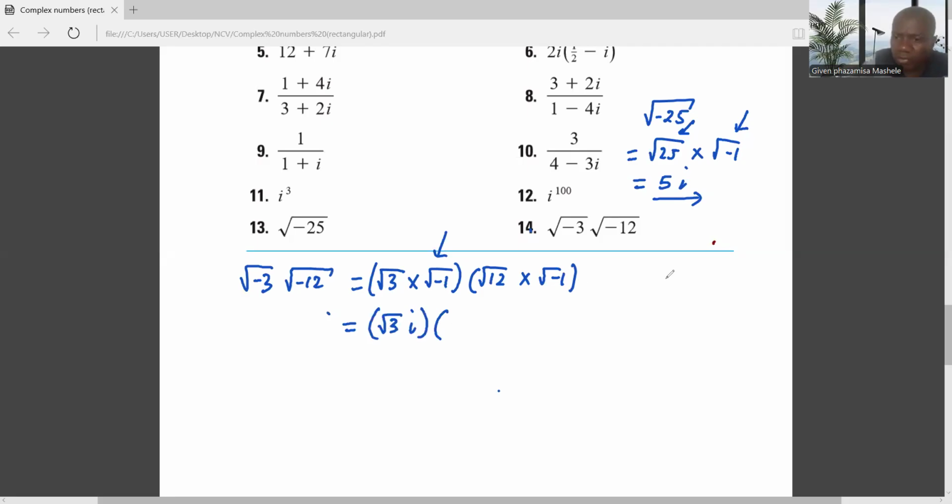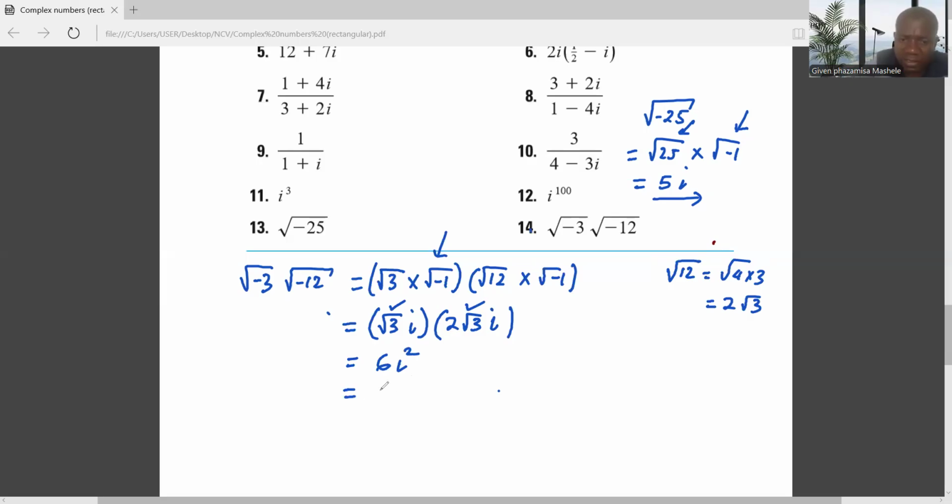And we know the root of 12. Remember, 12 is the same as 4 times 3, which is the same as 2 root 3. So we'll have 2 root 3, then this is the i. So we can multiply these two. Root 3 times root 3 is 3. This will become 6. i times i is i squared.